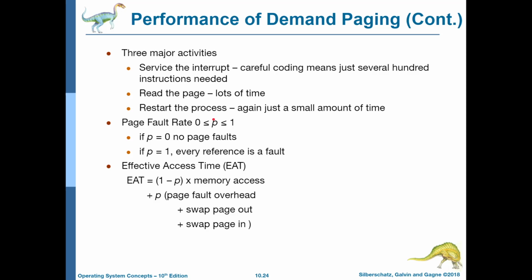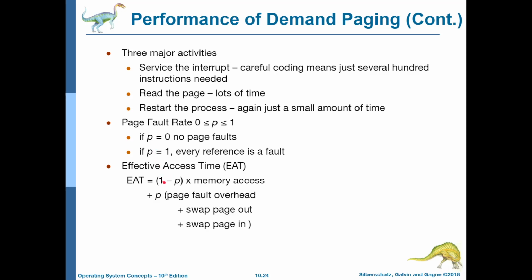When it comes to calculating the performance of demand paging, we need to consider the ratio of page faults to memory accesses. The page fault rate is a number that identifies how many page faults there are compared to the number of actual memory accesses. When this page fault rate is close to 0, basically no page faults are happening. But if the page fault rate is 1, this means that every memory reference is a fault, and that's clearly what we're trying to avoid. We'd like to get our page fault rate as close to 0 as possible.